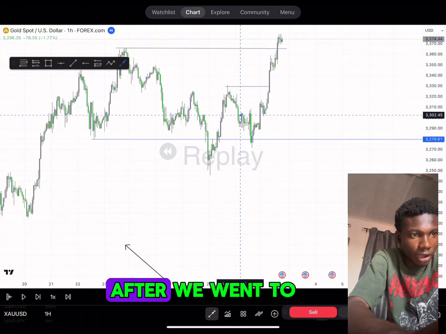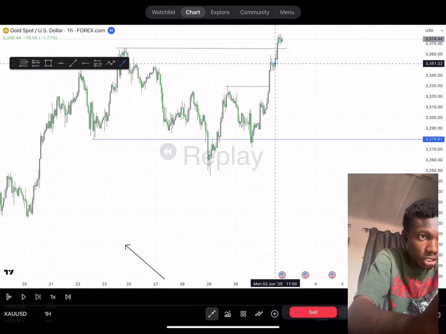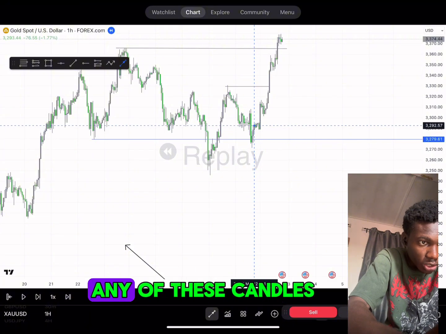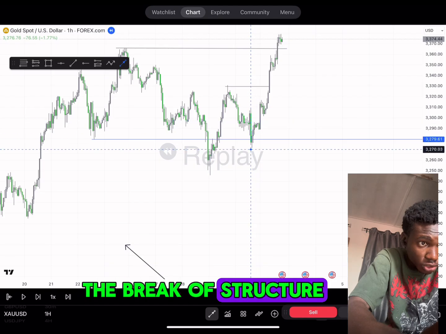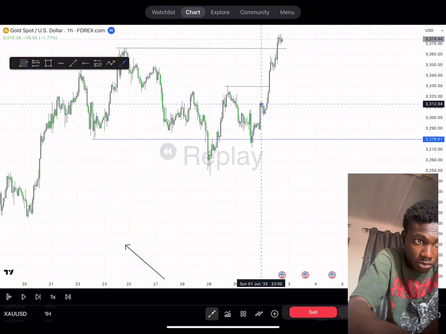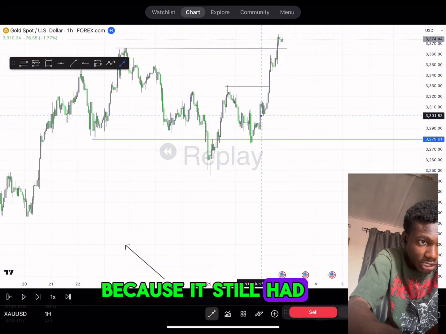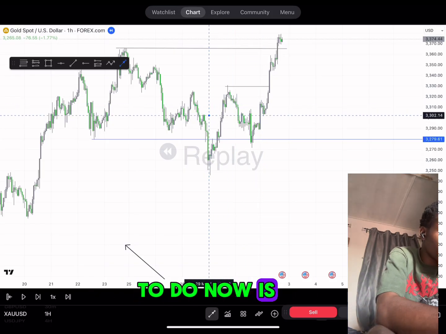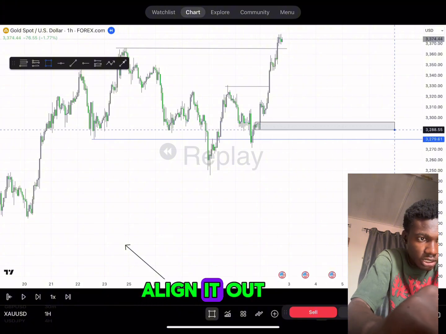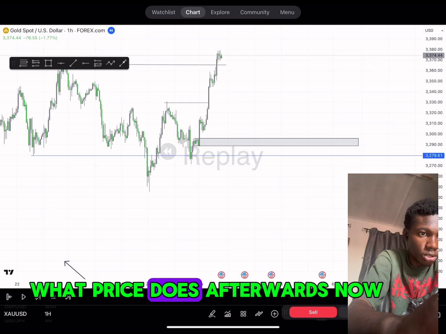So now, after we went to the downside, if you are looking at this point that price made, you can clearly see that any of these candles here did not actually cause the break of structure. This one here caused the break of structure with this impulsive fair value gap, and the fair value gap was not totally filled because it still had space here. So what we're going to do now is draw the order block that caused the break of structure, align it out, and watch what price does afterwards.